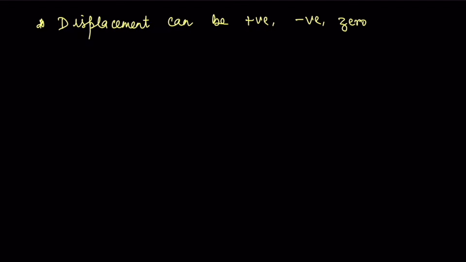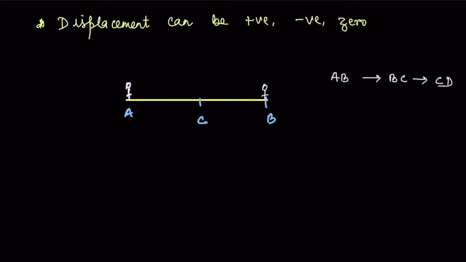Next point is that displacement can be positive, negative, or zero. Zero example we saw in the previous example. Now negative we will understand. So here is our point A, this is B, and here is a point C. If any person moves from A to B, what happened? First, it moves from A to B, then B to C, and after that, it moves from C to D. Let's make a D here.